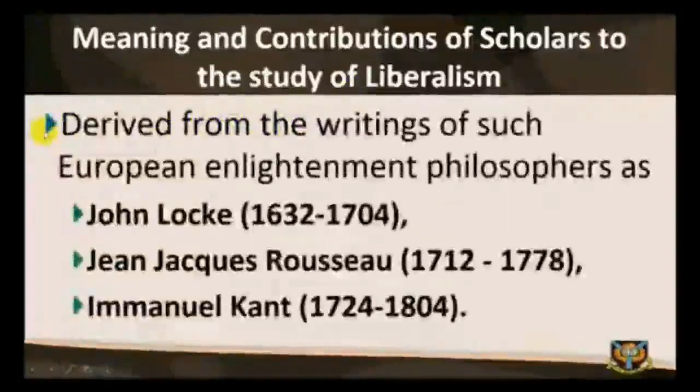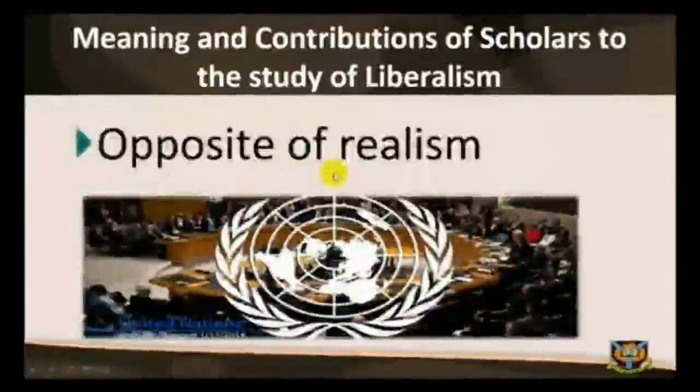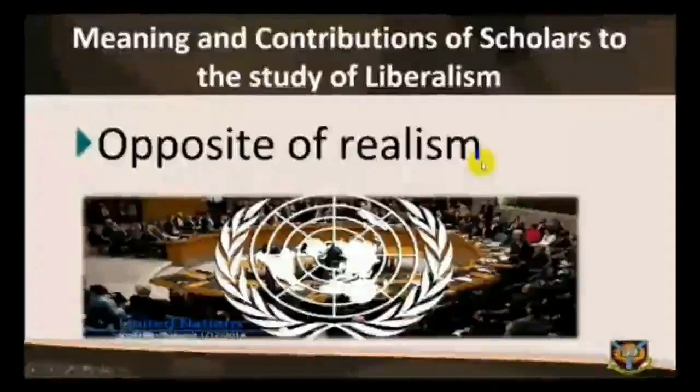Liberalism is one of the key theories of international relations. It is derived from the writings of such European Enlightenment philosophers as John Locke, 1632 to 1704, Jean-Jacques Rousseau, 1712 to 1778, and Immanuel Kant, 1724 to 1804. It is often understood as the opposite of realism. This is because while realism is seen as a pessimist theory, liberalism is seen as an optimist theory.